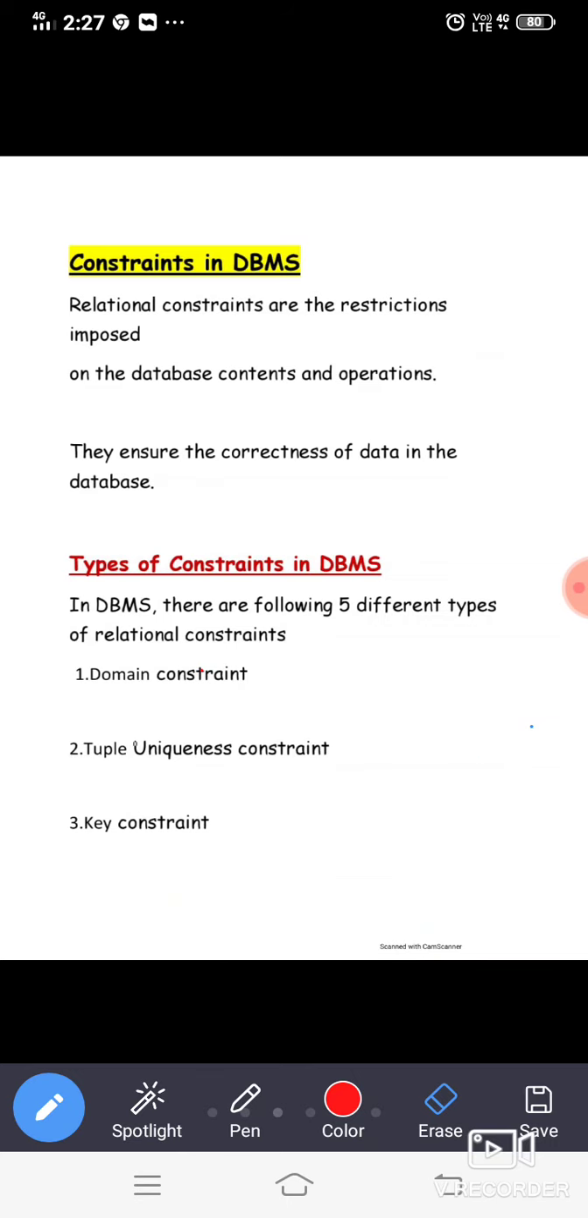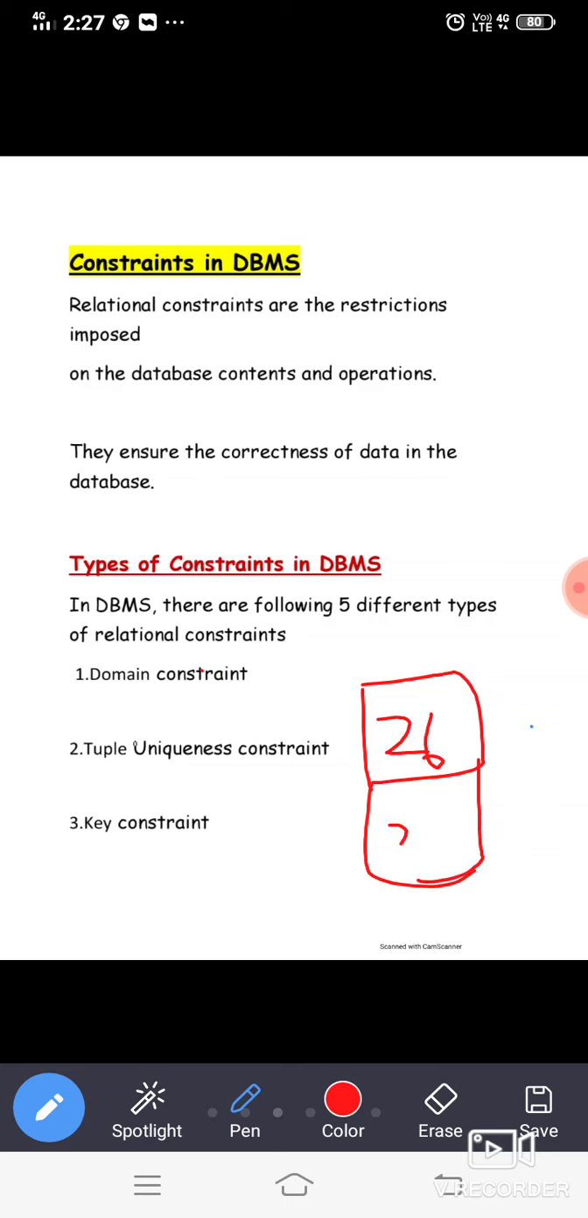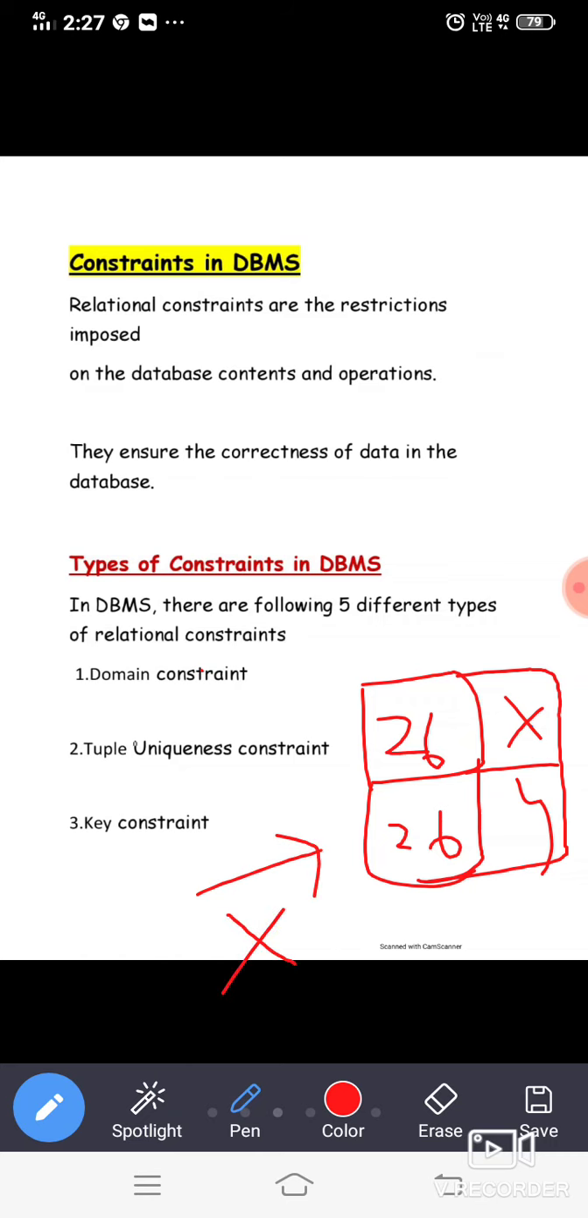Next, take the key constraint. Key constraint is very simple. No two persons should have the same Aadhaar number, or the same roll number. If there are two persons x and y, and you are writing the same roll number for both of them, that is of no use, because every person will have their own roll number. This particular example is violating the rule of the key constraint.